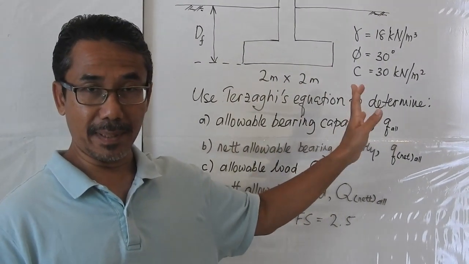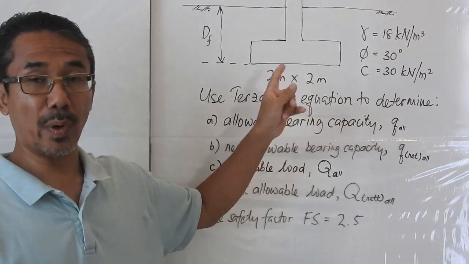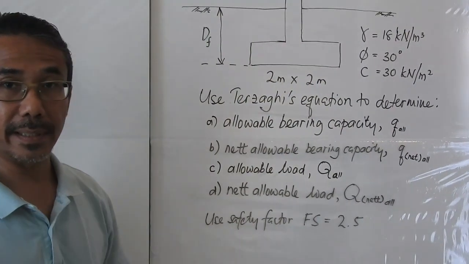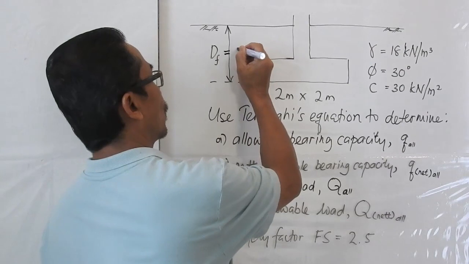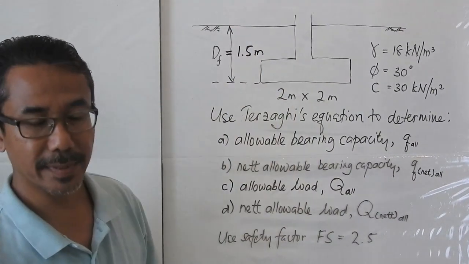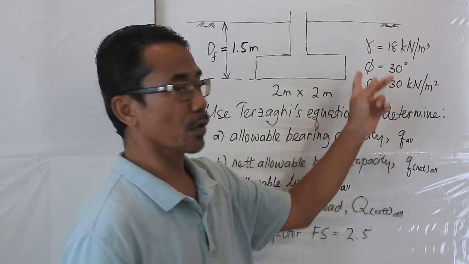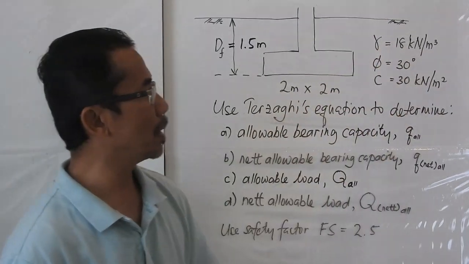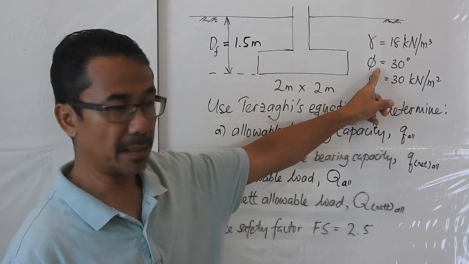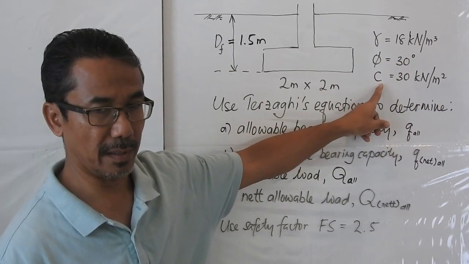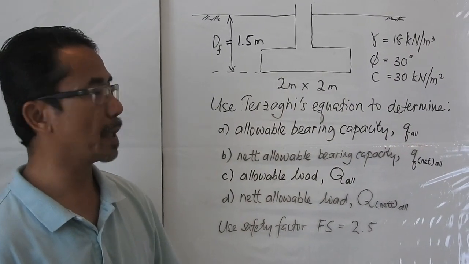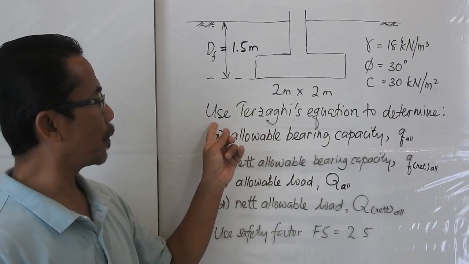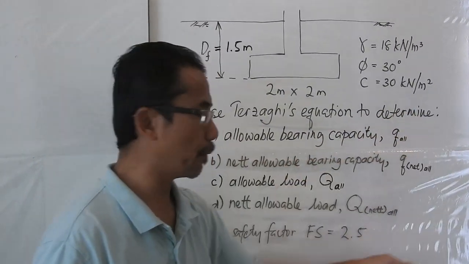In this problem example, we have a shallow foundation, which is a square foundation, 2 meters by 2 meters. And the depth here, I forgot to write here, the depth of footing D sub F is equal to 1.5 meters. Okay. And then these are the soil properties, where we have the unit weight of the soil equals 18 kilonewton per meter cubed. The internal friction angle equals 30 degrees, and the cohesion of the soil equals 30 kilonewton per meter square.